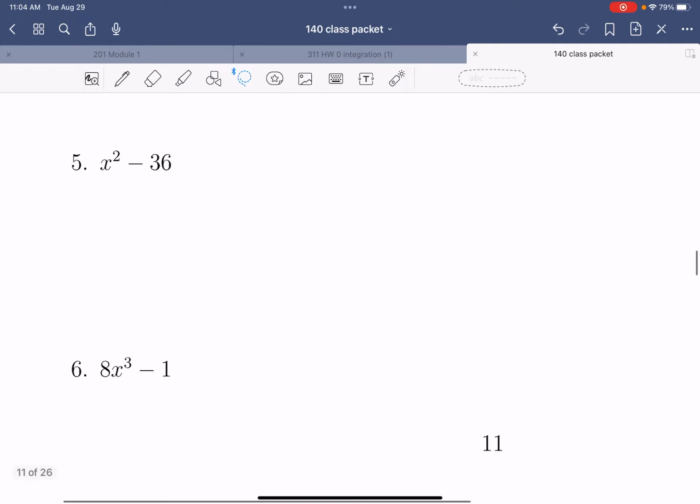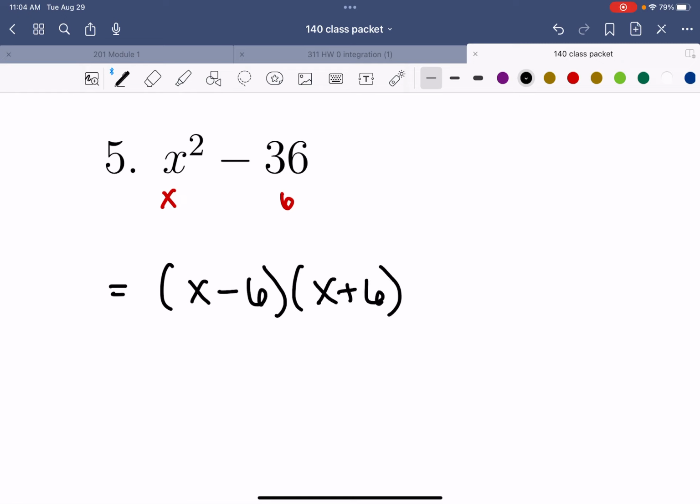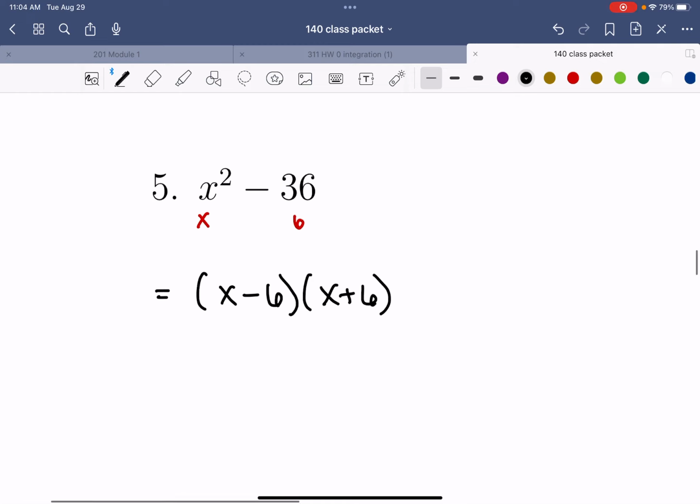All right, and number 5, not quite our last one, but close, x squared minus 36. This is a difference of 2 squares. So the square root of x squared is x, square root of 36 is 6. So this is going to factor as x minus 6 and x plus 6. Doesn't matter whether you go with the minus first or the plus first, your choice.